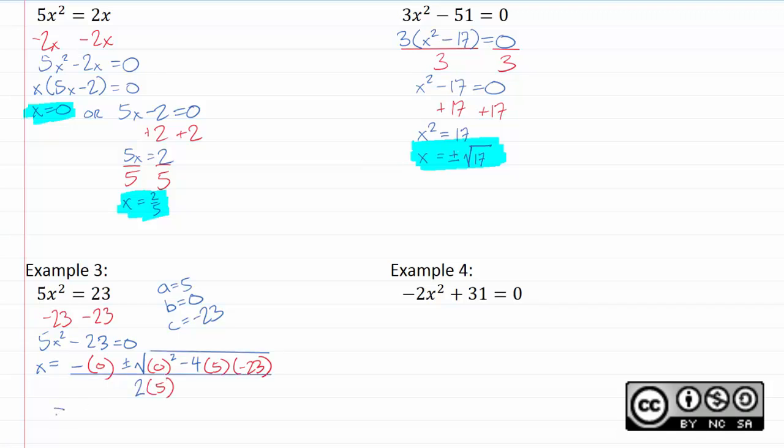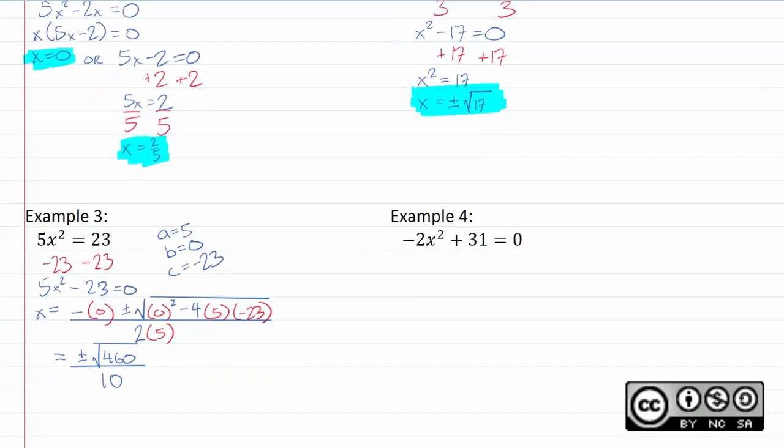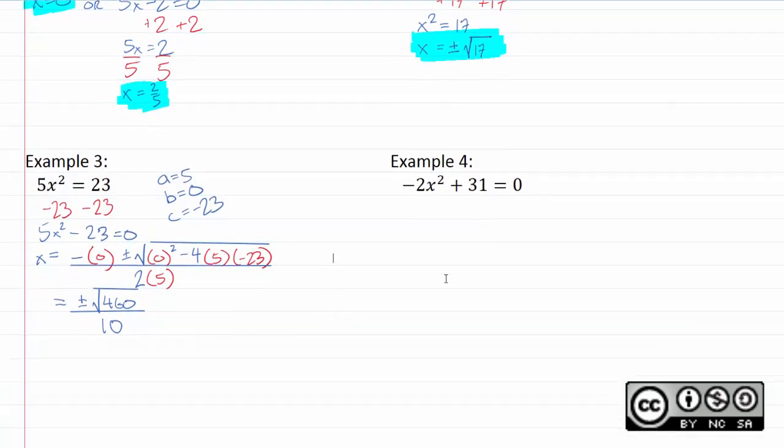And now we simplify. Well, 0 doesn't change anything, so this ultimately works out to just plus or minus the square root of negative 4 times 5 times negative 23, which comes out to 460, and then we divide that by 10. You may not remember this because it has been a few sections, but we do have the ability to simplify this solution now. If you'll remember, we simplify roots by using prime factorization, so let's isolate the square root of 460 and see how that will simplify.